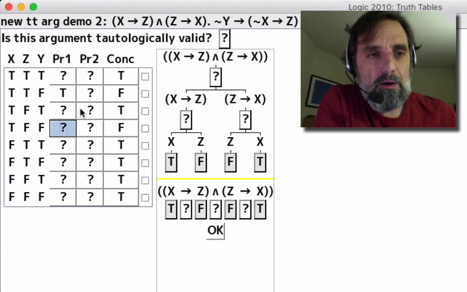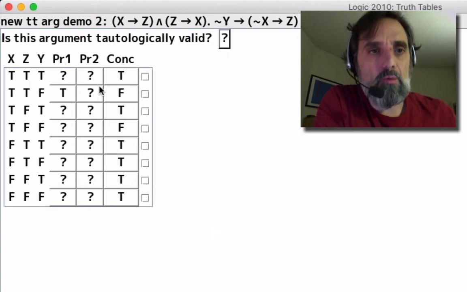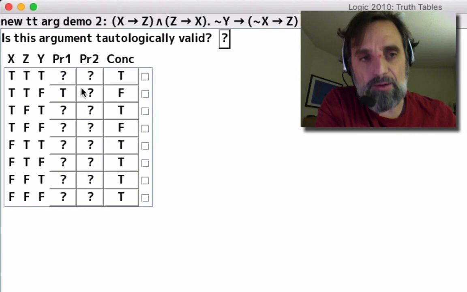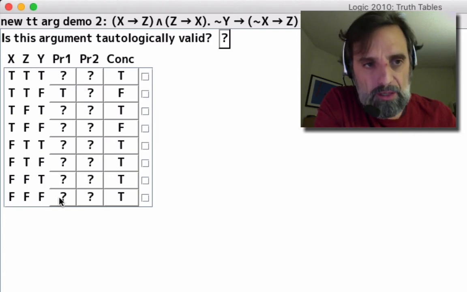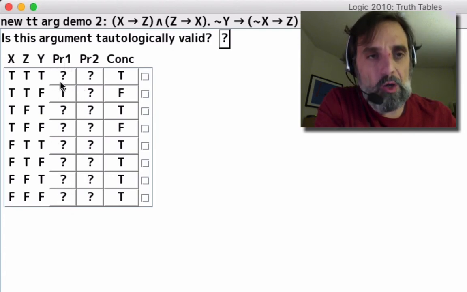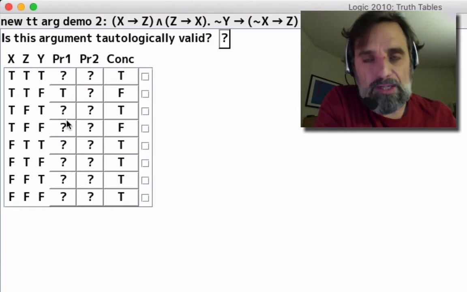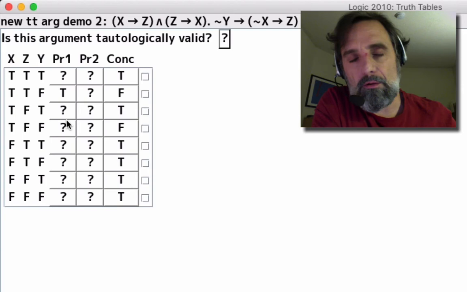So we're going to skip to the fourth row because we know the first row is okay, third row is okay, and those rows are okay. So the only two rows we care about are the second and fourth. So we're doing the premise 1 column, we're calculating its truth values, but the only rows we don't know about are the second and fourth rows.